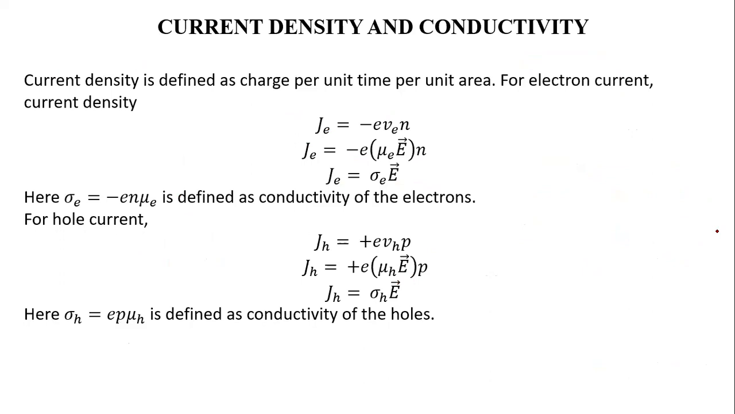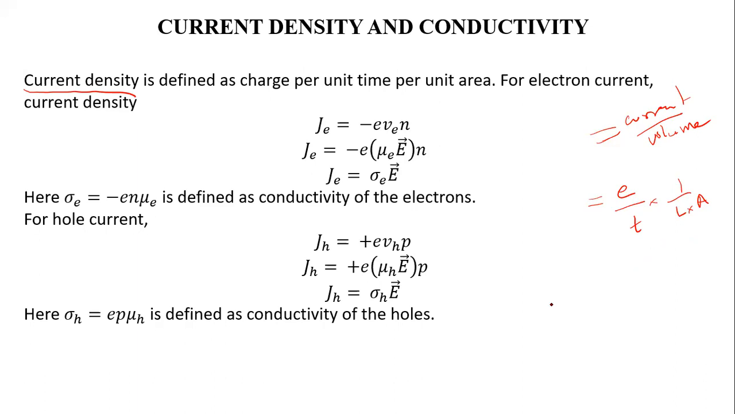Now let us introduce another term called current density. Current density, as the name suggests, simply means the current per unit volume. Density means per unit volume. So current, as we know, is the rate of flow of charge, so charge per unit time and per volume. Volume means length into cross-sectional area.